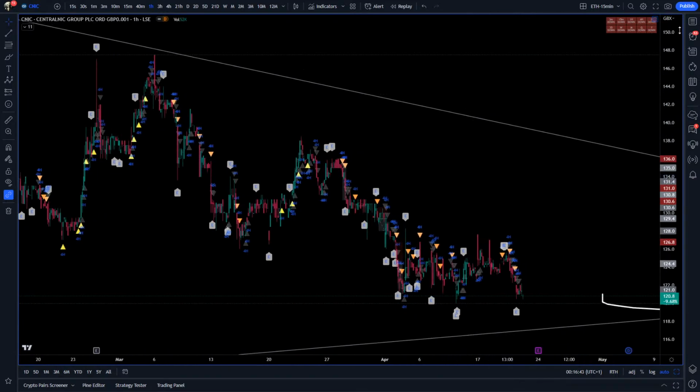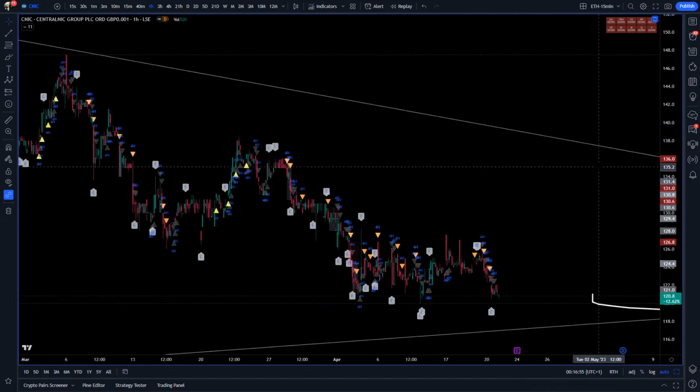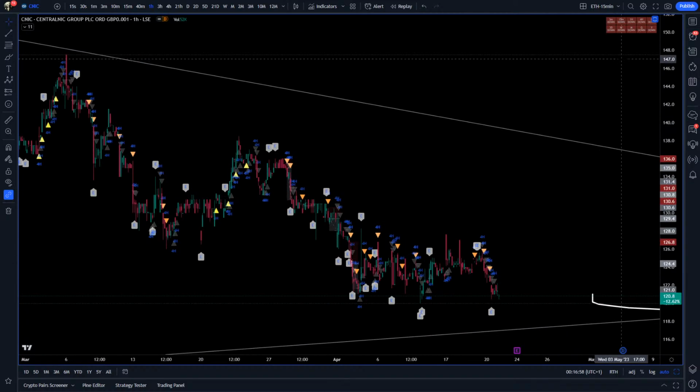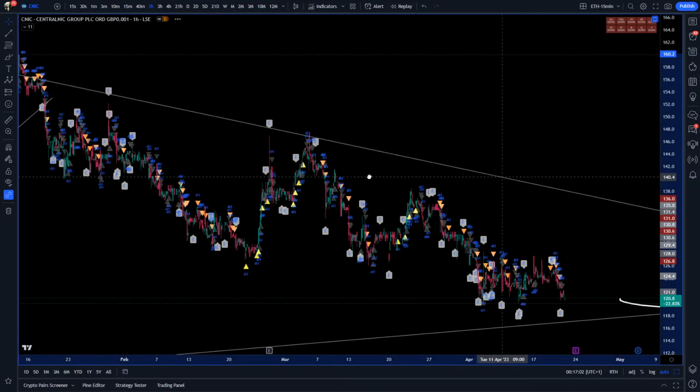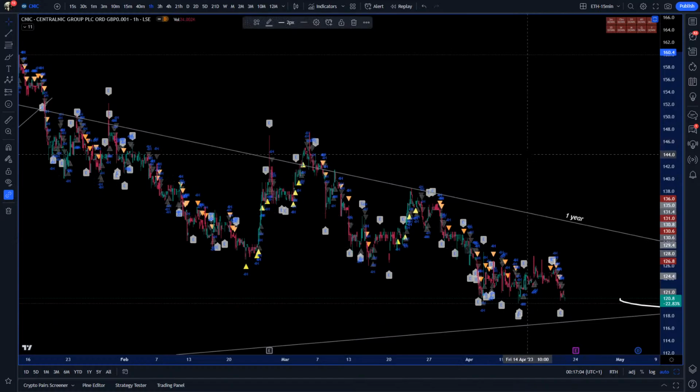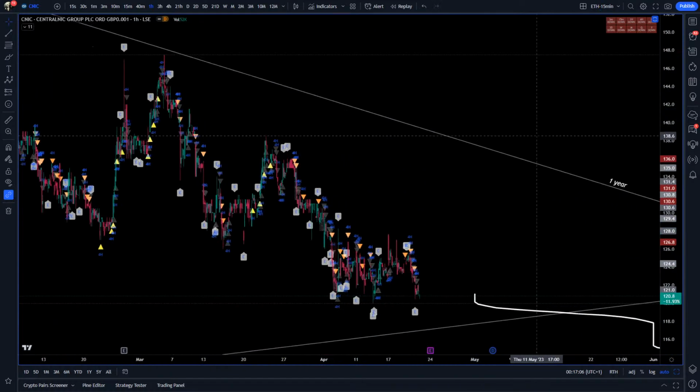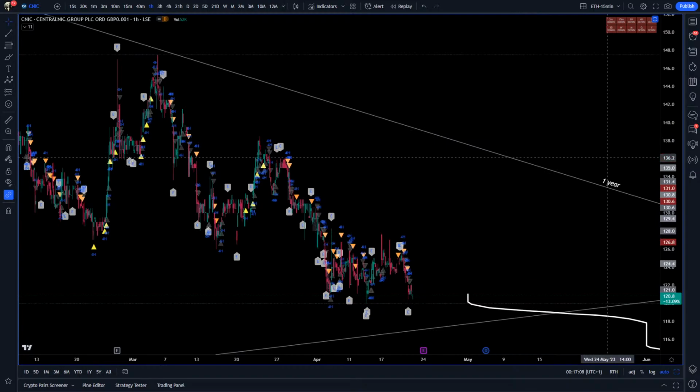So in this case, the yearly is coming down right now. The quarterly is coming down. The monthly is coming down. The weekly is coming down, which means for the next 3 months, the market should be coming down. It can make a correction before coming down further, but overall the market is coming down.